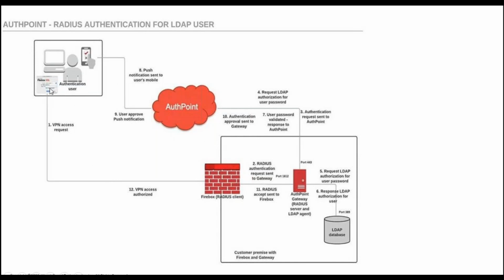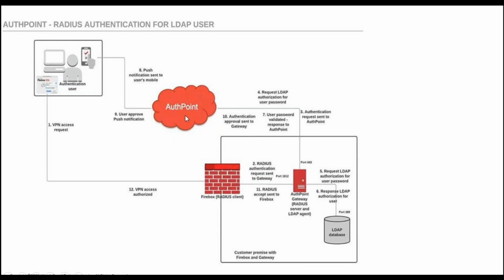So let's say that now we have a user that already has the SSL VPN client installed on his machine. He's going to request access through the SSL VPN. He puts in the username and password that is part of Active Directory. That request is going to go to the firewall. The firewall here is the RADIUS client. It's going to communicate with the RADIUS server that is installed as part of the gateway agent. And then you will notice that the gateway agent will send the request to AuthPoint in the cloud.